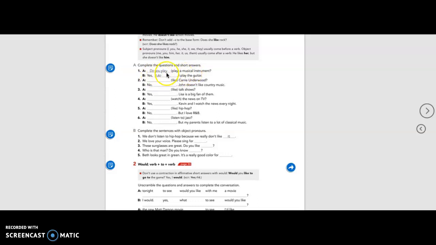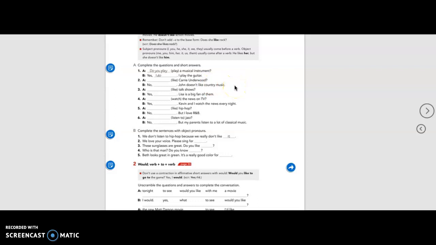So, do you play a musical instrument? Yes, I do. I play the guitar. The second example has like Carrie Underwood. It would be, do you? No, because the extra information that is given underneath shows you that you're talking about a third person whose name is John. So instead of do you like Carrie Underwood, we will be asking about John's likes. Does John like Carrie Underwood? No, he doesn't. He doesn't like country music.